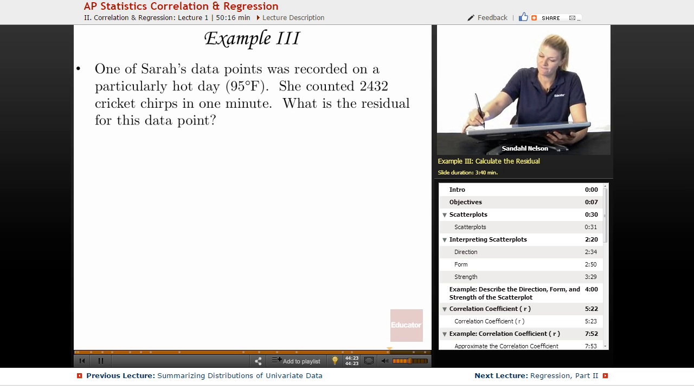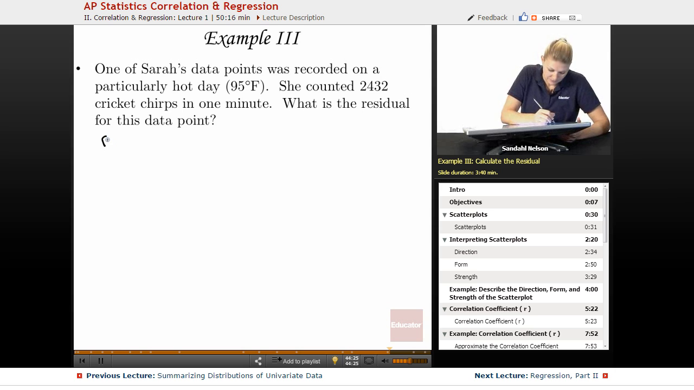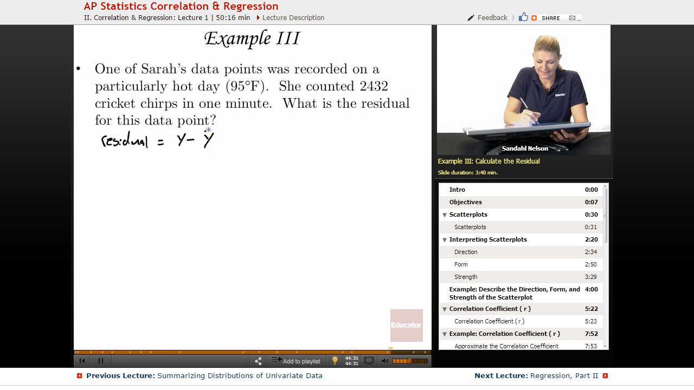Okay, so remember that the residual is just y minus y hat. So our y is going to be the actual temperature, right? Because remember, y is temperature. So this will be 95 degrees. And then y hat, we're going to have to calculate.